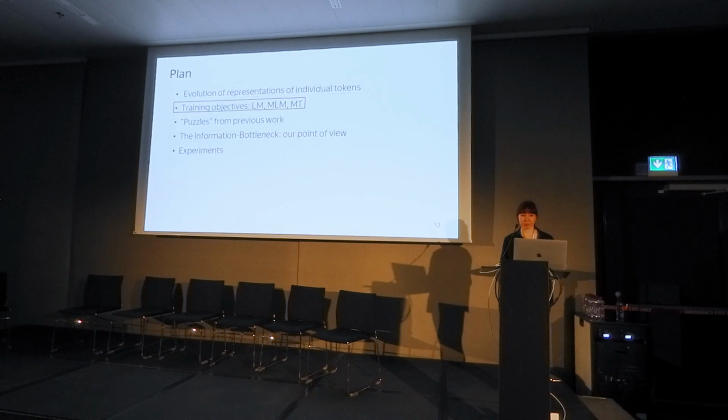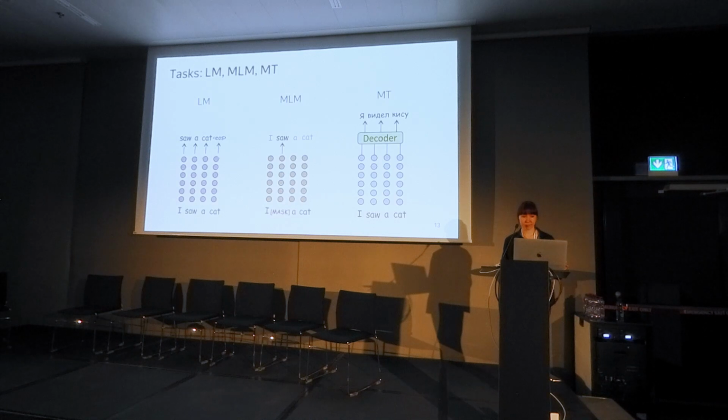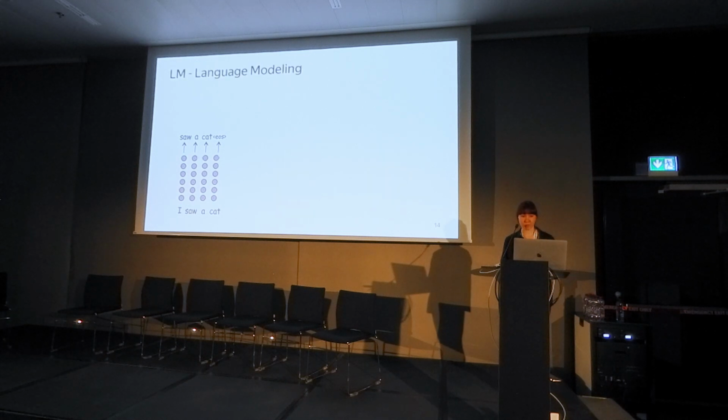We consider 3 training objectives: language modeling, masked language modeling, and machine translation. Now, for each of these training objectives, I will define the input and output at each position in a sentence, because we will use it later. So this is standard left-to-right language modeling, where a model has to predict the next token based on previous ones. Here, at each position, the input is the current token identity, and the output is the next token.